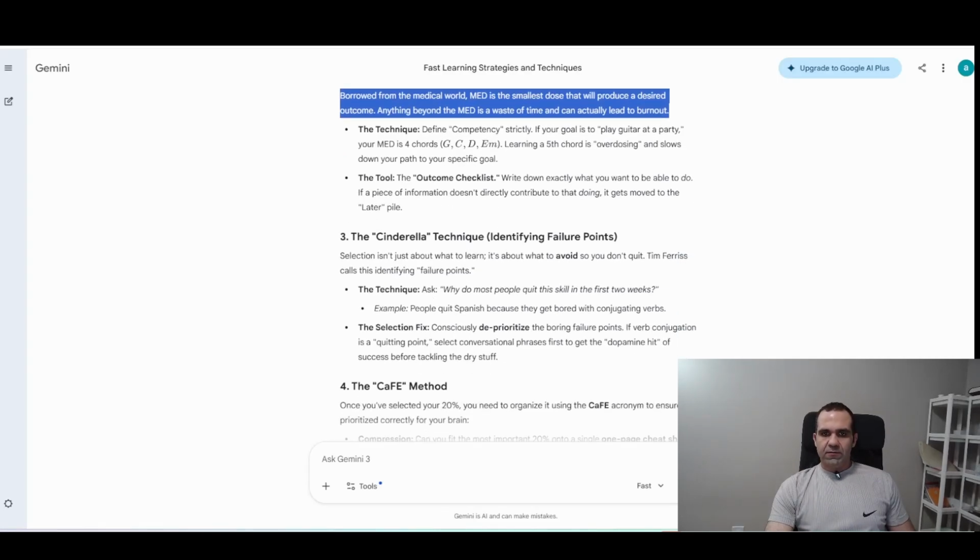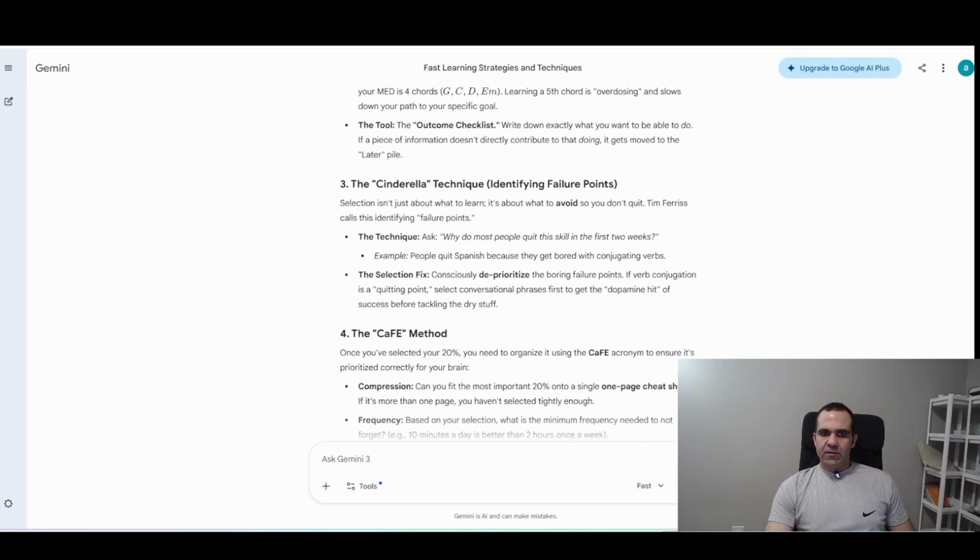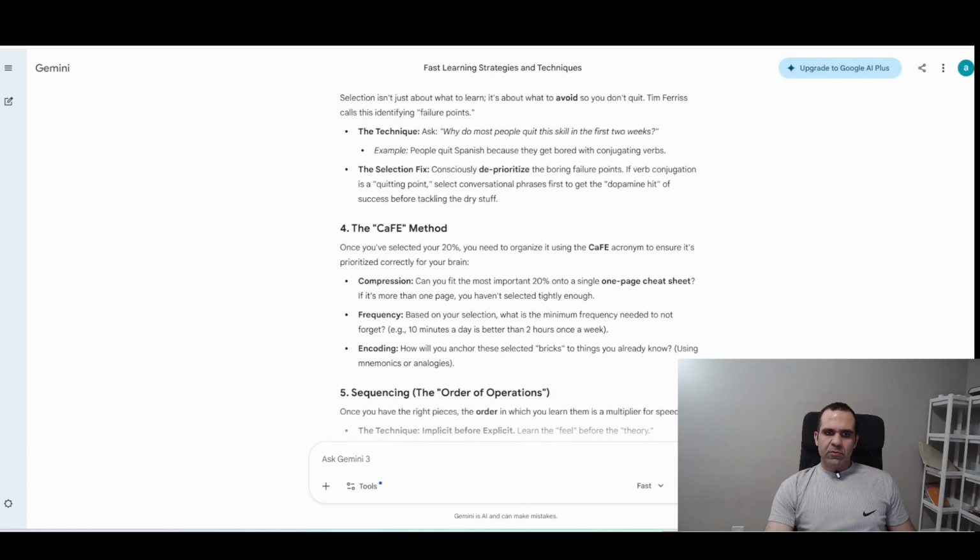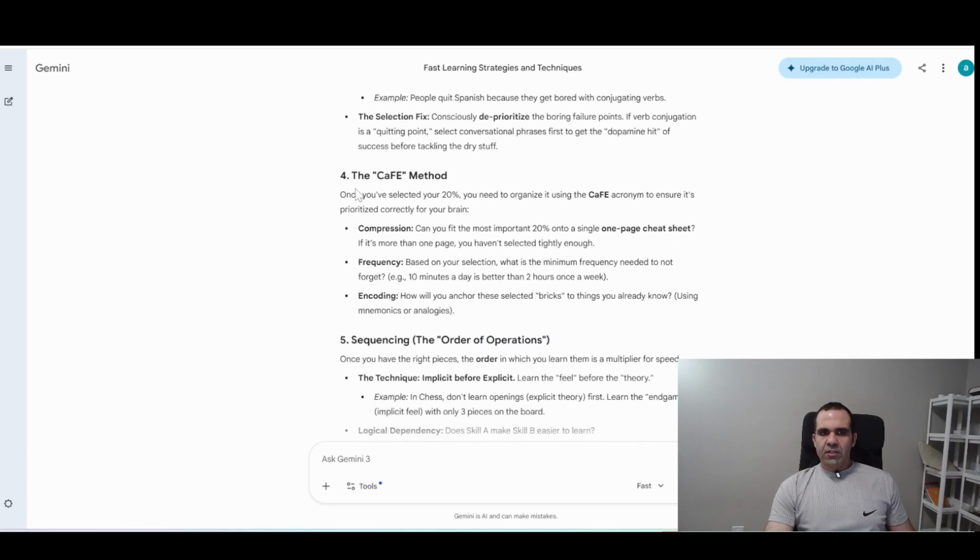Cinderella technique, identifying failure points. Selection isn't just about what to learn, it's about what to avoid so you don't quit. Tim Ferriss calls this identifying failure points. The technique asks: why do most people quit this skill in the first 2 weeks? Example, okay. The specific fix: consciously deprioritize the boring failure points. So that's the other technique. I didn't like this technique. It wasn't super clear for me.